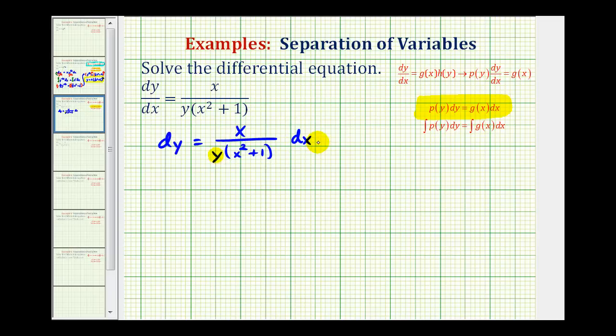So now if we multiply both sides of the equation by y, or if it's helpful, y over 1, notice how this would simplify out with this y here. So now we have y dy equals x divided by the quantity x squared plus 1 dx. All the y's are on the left, all the x's are on the right, and now we can integrate both sides of the equation.